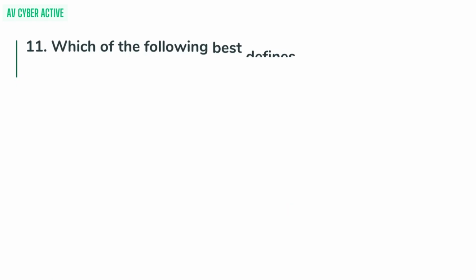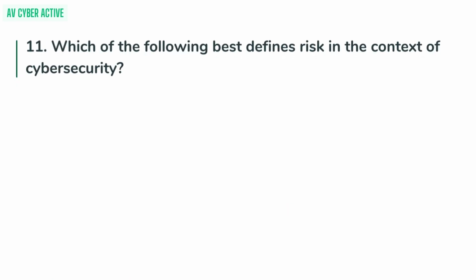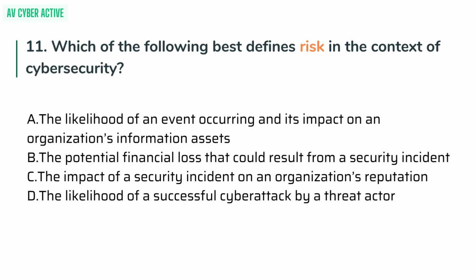11. Which of the following best defines risk in the context of cybersecurity? A. The likelihood of an event occurring and its impact on an organization's information assets. B. The potential financial loss that could result from a security incident. C. The impact of a security incident on an organization's reputation. D. The likelihood of a successful cyber attack by a threat actor.